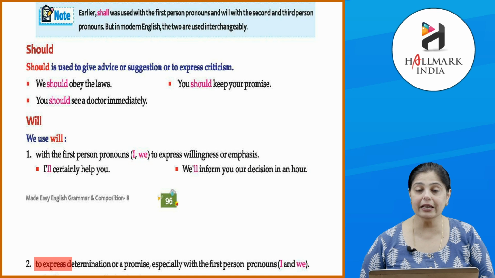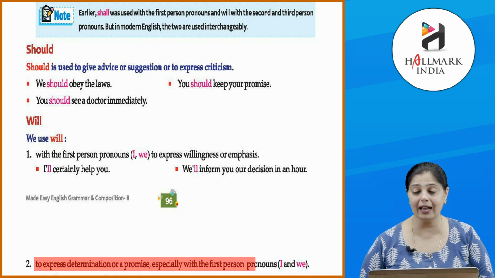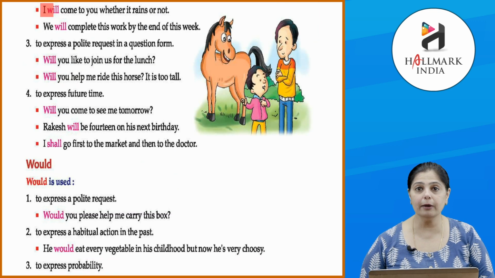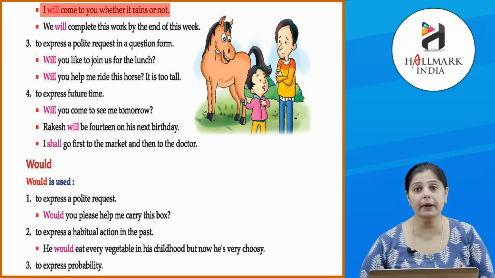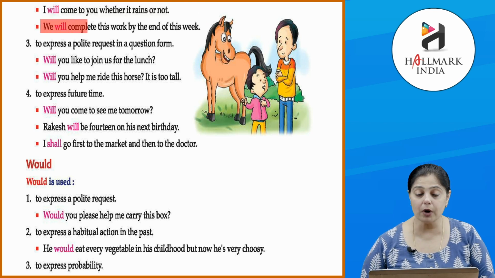To express determination or promise, especially with the first person pronouns like I and we: I will come to you whether it rains or not. So, it is a determination कि बारिश हो या ना हो, मैं वहाँ पे पहुँच जाऊँगी. Clear? We will complete this work by the end of this week. So, it's a promise that we will complete this work by the end of this week.